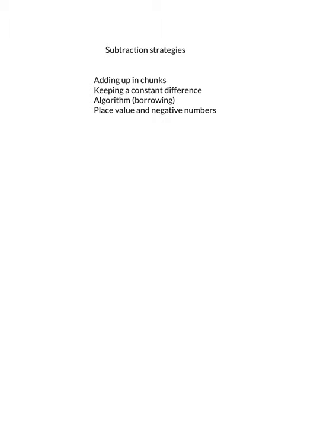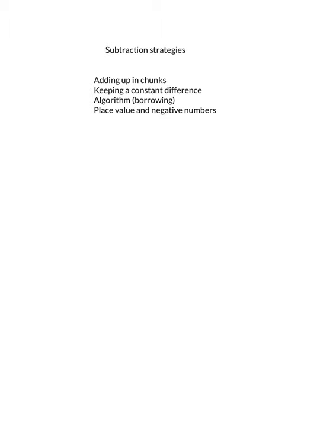Adding up in chunks allows us to do mental math. That's really why I encourage the adding up in chunks. Keeping a constant difference is actually a very efficient strategy that very often children will use when they work with 2 and 3 digit numbers because they recognize how flexible they can be with numbers. Place value negative numbers is, again, getting them realizing the relationship of numbers and actually introducing them to negative numbers, or I should say debt. I think debt's an easier way to describe it to children.